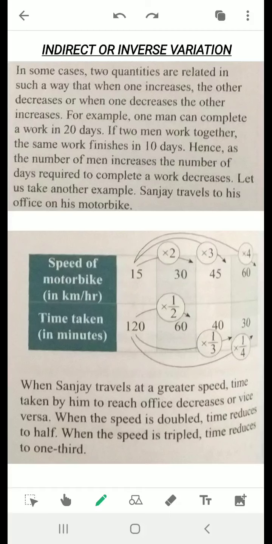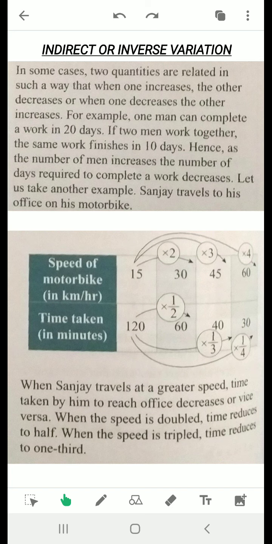Dear students, our new topic is indirect or inverse variation. In the last video, I explained direct variation. So now have a look at indirect or inverse variation. In some cases, two quantities are related in such a way that when one quantity increases, the other quantity will decrease. Then the quantities are said to be in indirect variation.